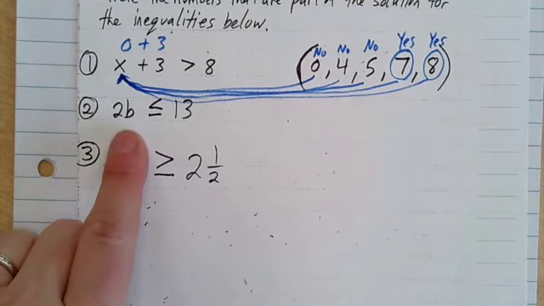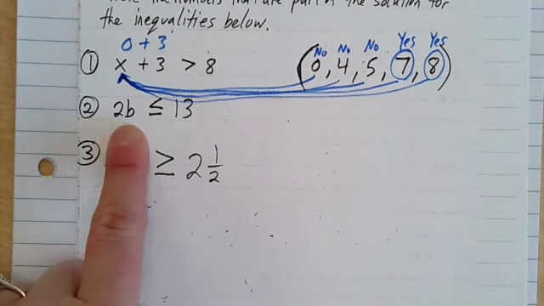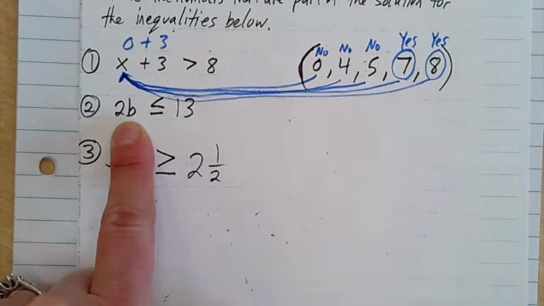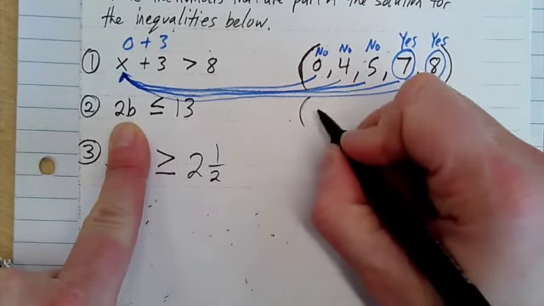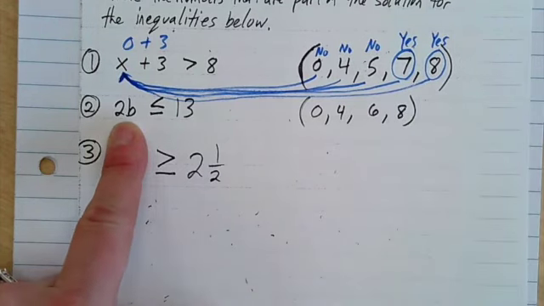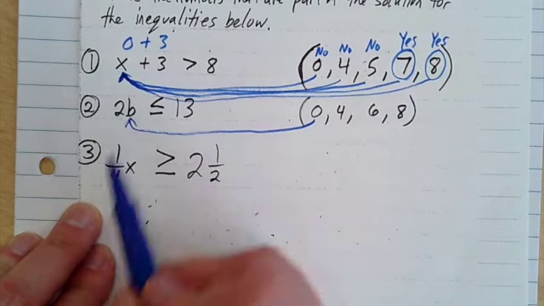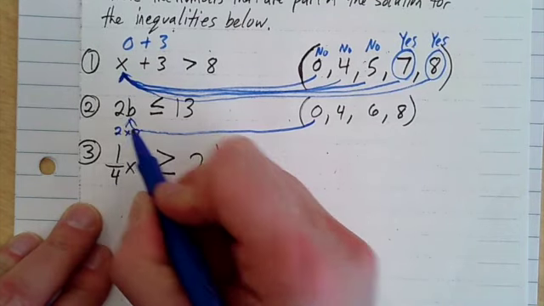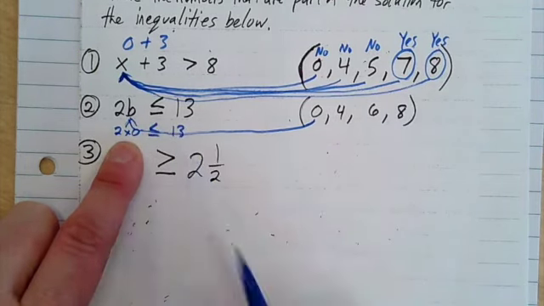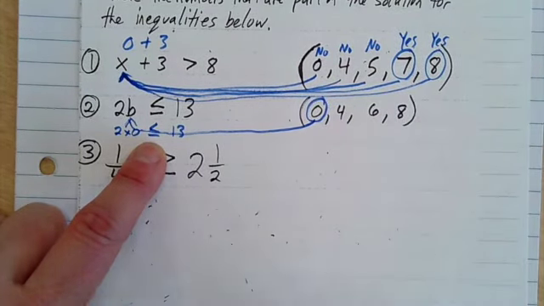The next set of numbers you're going to see for part 2 says 2b is less than or equal to 13. So 2 next to a b means times, and then here are the numbers they want you to try: 0, 4, 6, and 8. When I put a 0 in for b, remember they're next to each other, that means times. That means 2 times 0, which is 0. Is that going to be less than or equal to 13? Well, yeah, 0 is less than 13, so that one is true. So you circle it. That's a yes.